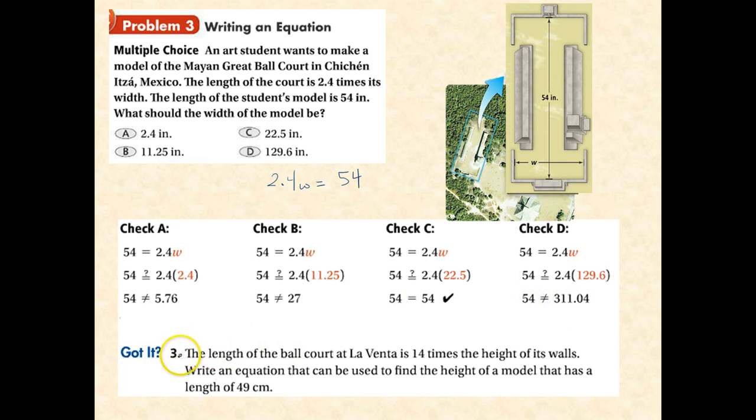All right, pause it and see if you can do number 3. Okay, so the length of the ball court at La Venta is 14 times the height of the walls. So length is 14 times the height. Write an equation that can be used to find the height of a model that has a length of 49 centimeters. So our length is 49. So the equation we can use is 49 equals 14 times h.